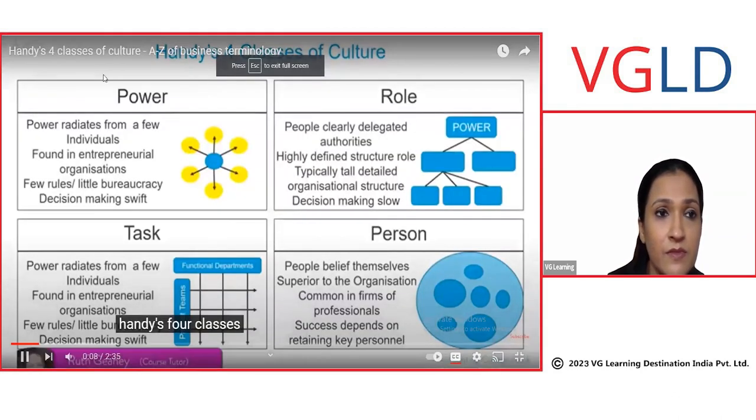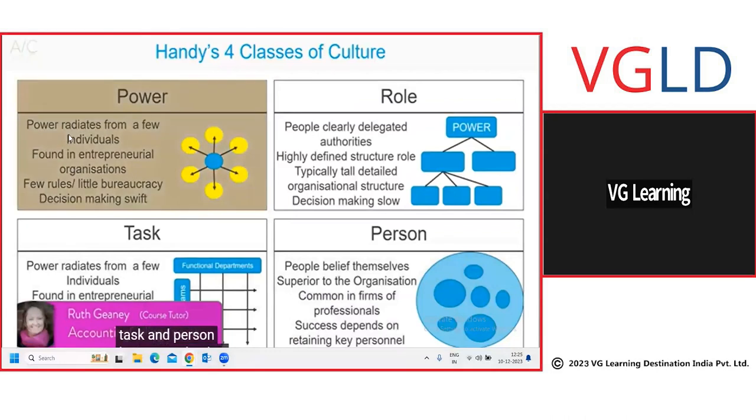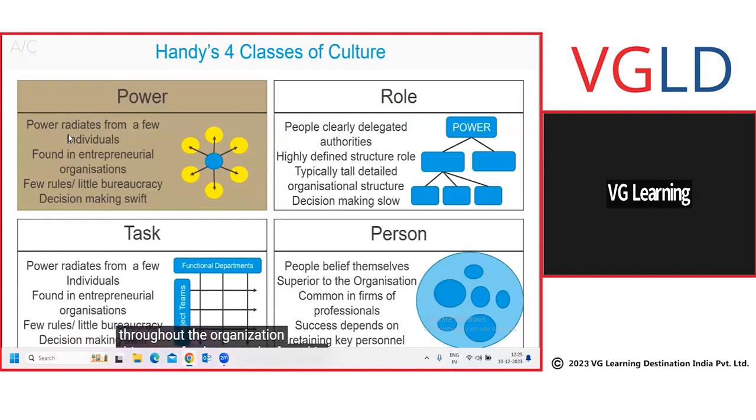Handy's four classes of culture: power, role, task, and person. In an organization with a power culture, power radiates from just a few individuals whose influence spreads throughout the organization. This type of culture can be found in small or entrepreneurial organizations where there are few rules and little bureaucracy. This makes decision-making swift.